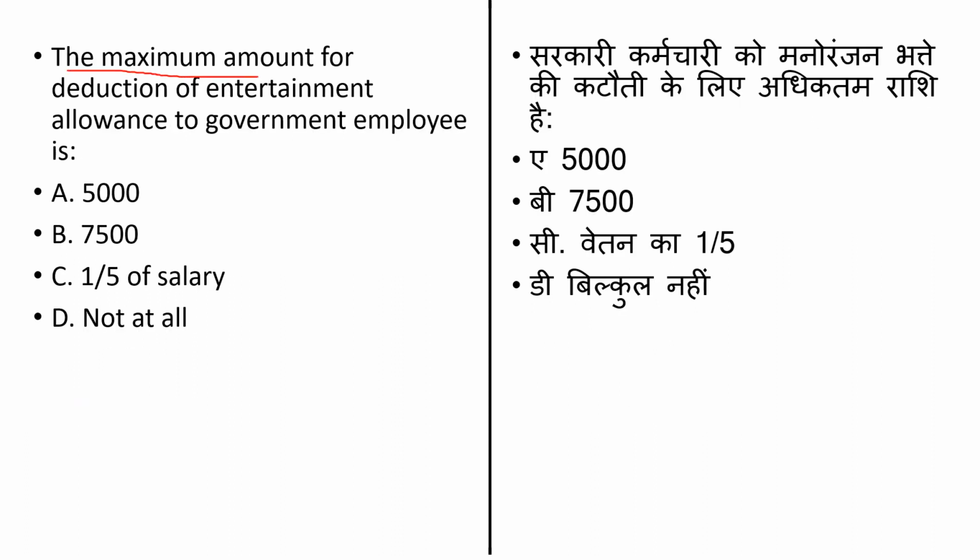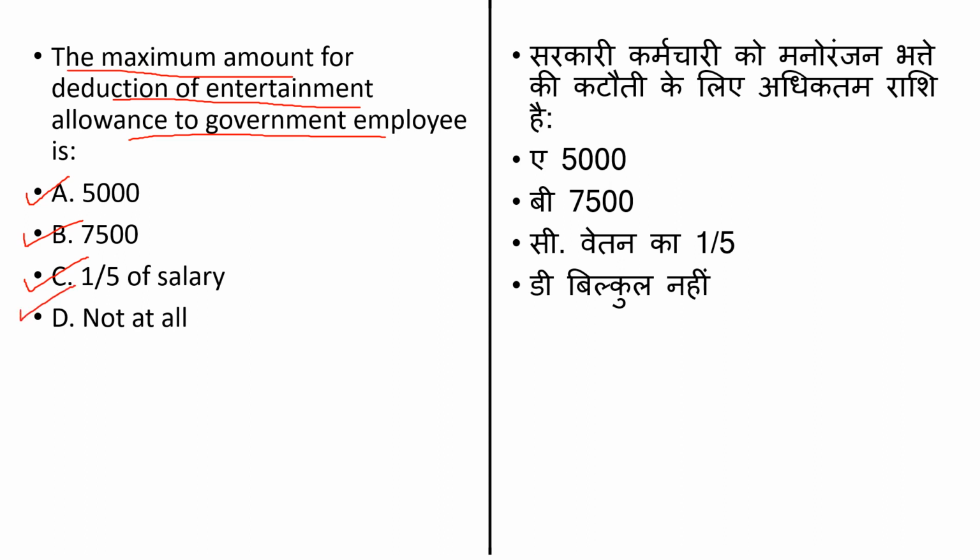The maximum amount for deduction of entertainment allowance to a government employee is. In this question, they ask you the maximum amount of deduction of entertainment allowance to government employees. For this, the options given are 5,000, second option is 7,500, third option is 1/5 of the salary, and the last option is not at all.